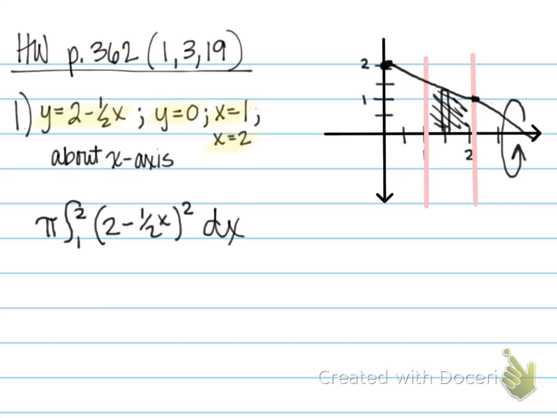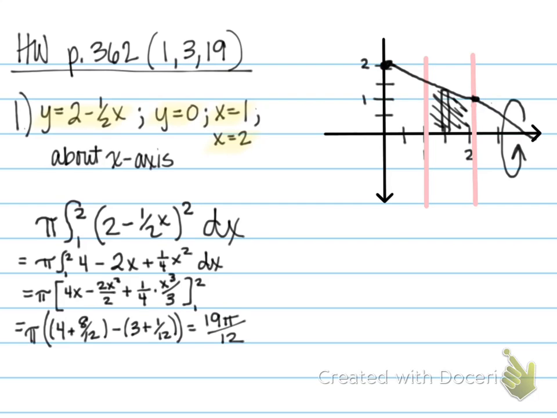Take a minute to work this out. We'll come back with the solution. Pause it if you need to. Okay, down below you can see the solution to this problem. The important thing to remember is that first we need to do a little bit of algebraic simplifying. So square the binomial before you integrate. And then once you are ready to integrate, this is what it'll look like. Evaluated at each of the numbers, you should get 19 pi over 12.